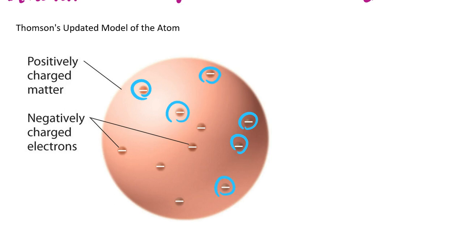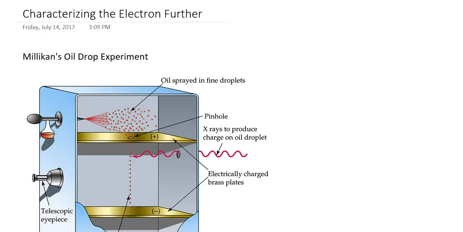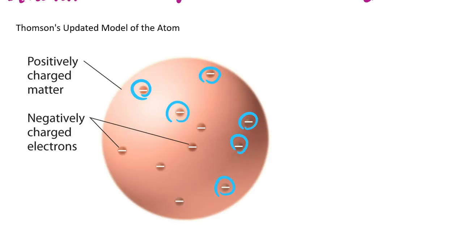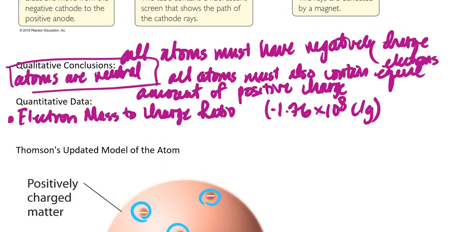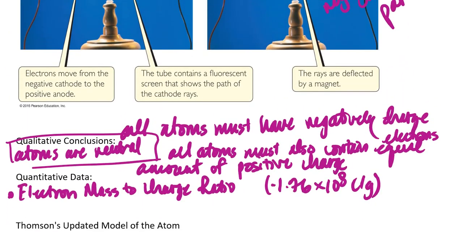So when we consider that, we have to think about, okay, well, what else can we know about this electron? What else can we glean from scientific evidence about the electron? And that's where Millikan actually comes in. Millikan was able to, via this experiment here, his famous oil drop experiment, determine the mass and the charge of the electron separately. So we know that Thomson was able to determine the mass to charge ratio, so the ratio of the two values.